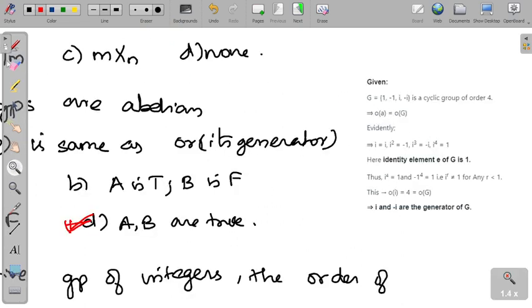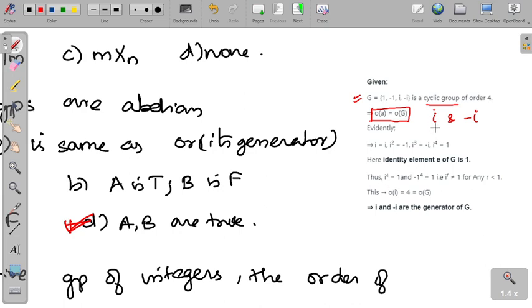You can see here, I am taking the group 1, minus 1, i, minus i. It is a cyclic group of order 4. Now we need to check that the order of a generator is equal to the order of the cyclic group. For that, in this cyclic group the generators are i and minus i alone. Because if I take i power 1, I get i; i square is minus 1, i cube is minus i, and i power 4 is 1. So its powers give all these elements, so this is a generator. Similarly, minus i the whole power 1 gives minus i, the whole square gives the next element, and the cube and power 4 give all these elements. Hence we can say this is a generator.